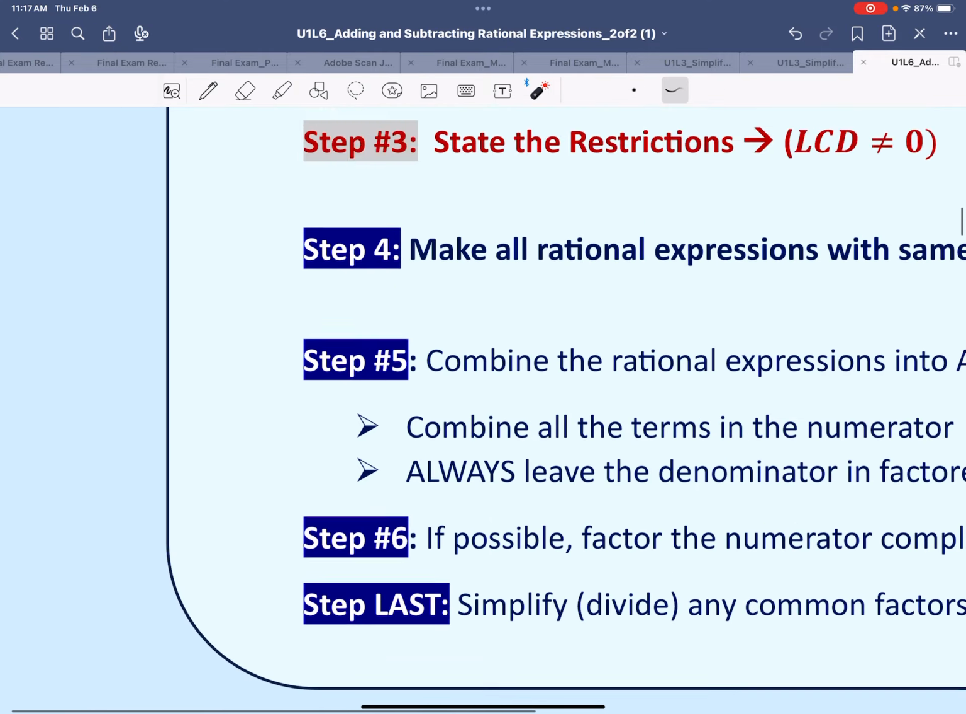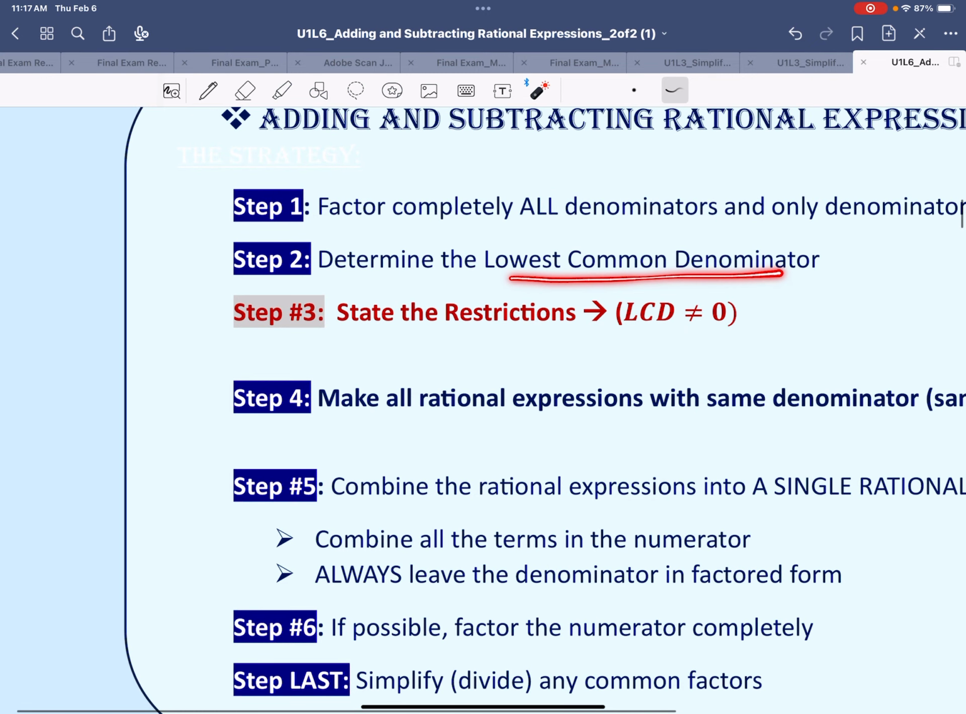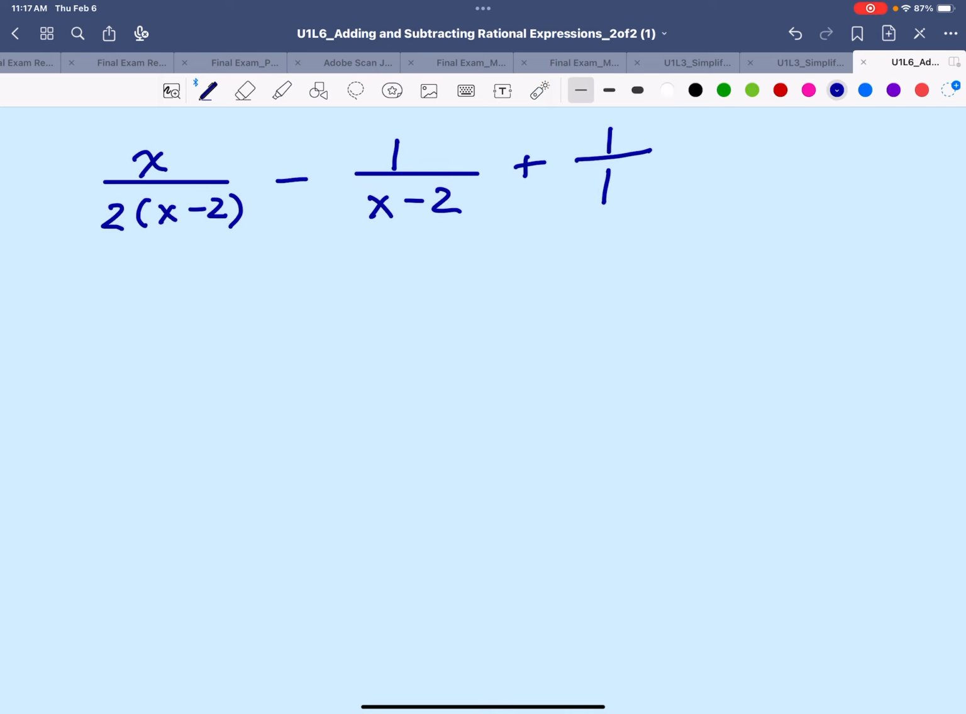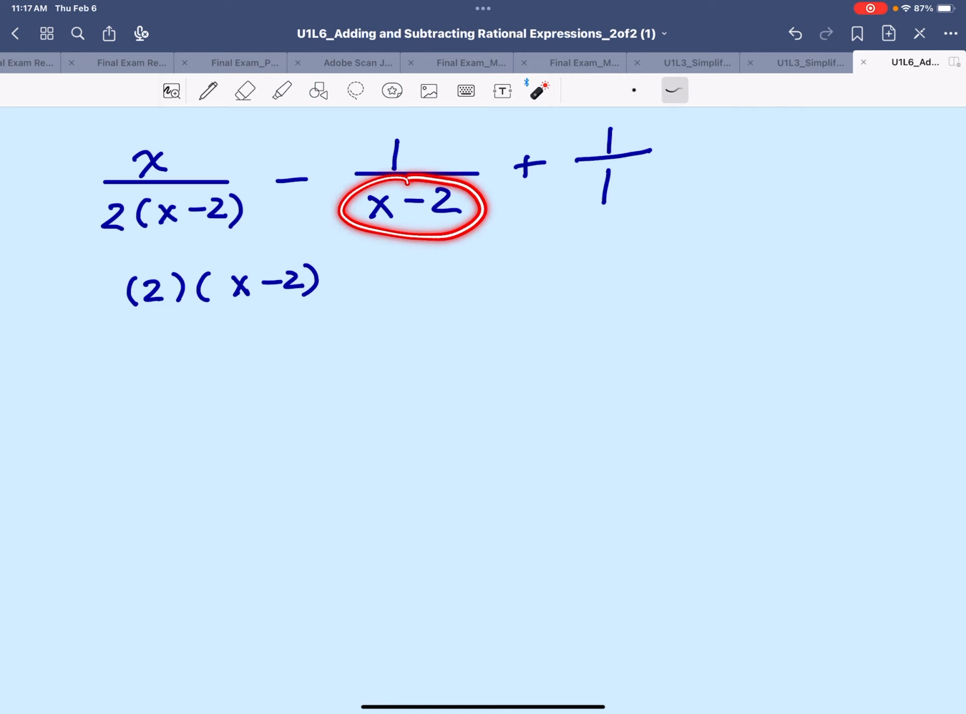In the next step, what we want to do is determine the lowest common denominator. So our focus will be on the denominators, and the way I like to do this is by listing all the possible factors for all the denominators. I start with the first. The first denominator has 2 factors, 2 and x minus 2. The second denominator has only 1 factor, the binomial x minus 2. And the last denominator has only 1 factor, 1. 1 doesn't count as a real factor because it doesn't change the product of the expression.